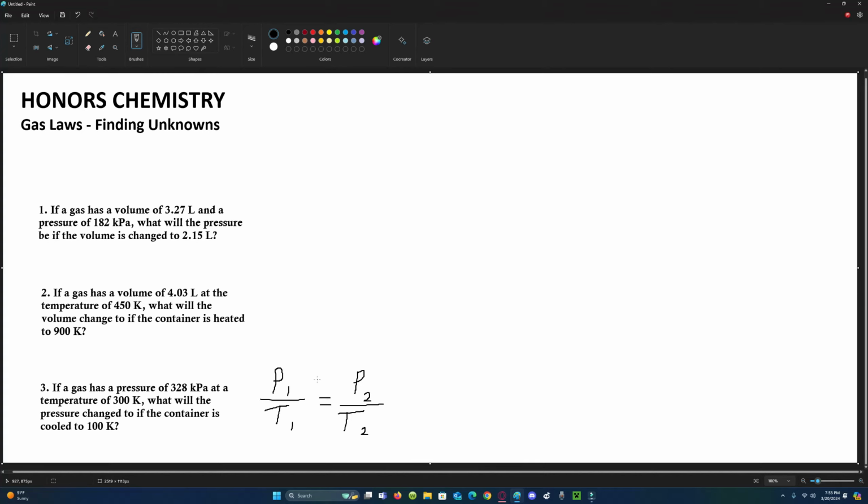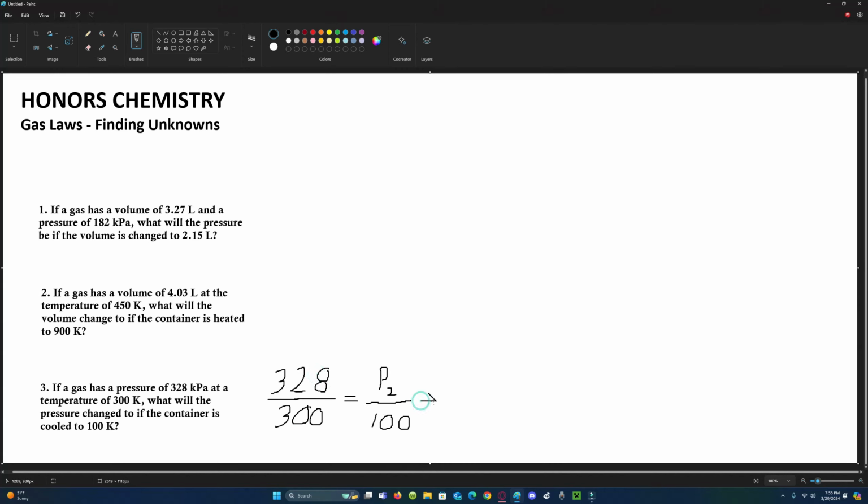So once again, we have this base, so we are just going to implement these numbers into this equation. So if a gas has a pressure of 328 kilopascals at a temperature of 300 Kelvin, what will the pressure be changed to? So we don't know the pressure. The container is cooled to 100 Kelvin. And like Charles' law, the easiest way to do it is to cross multiply.